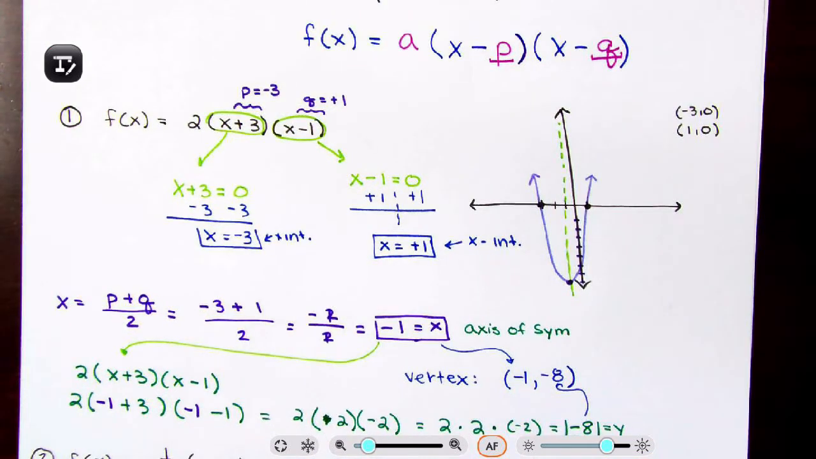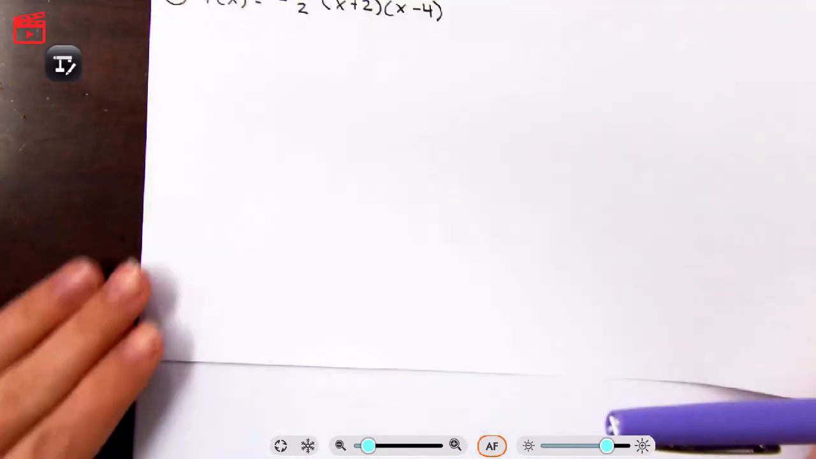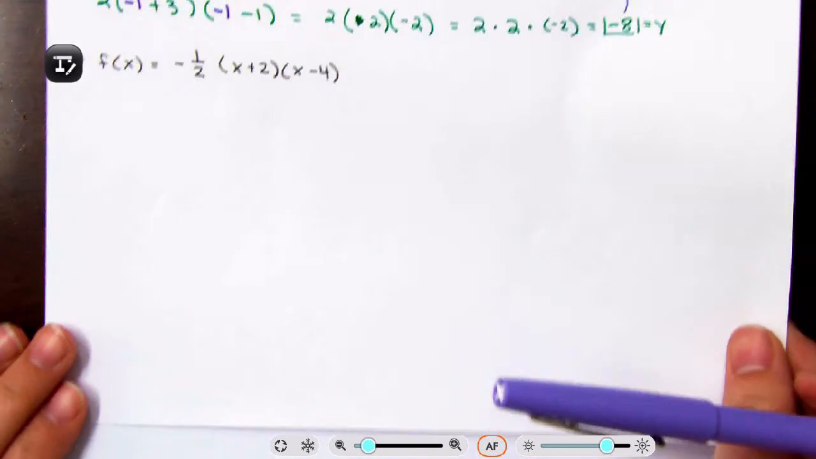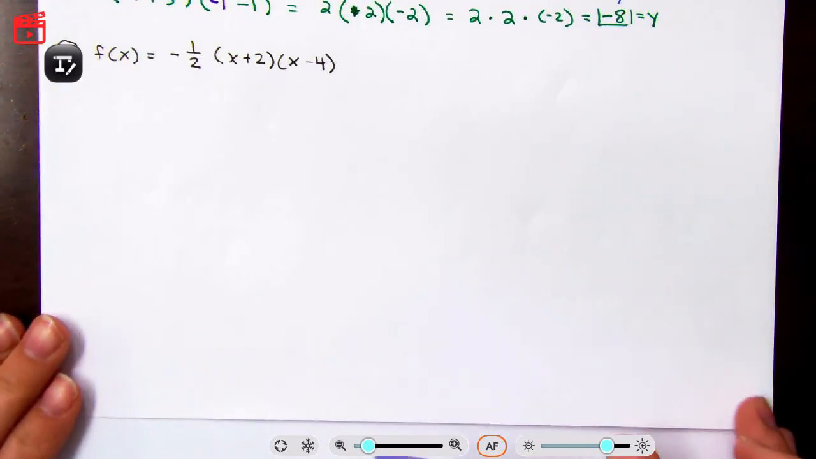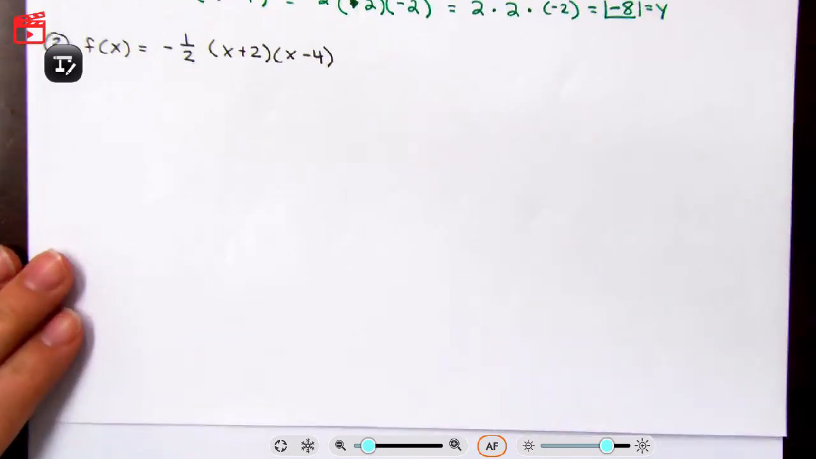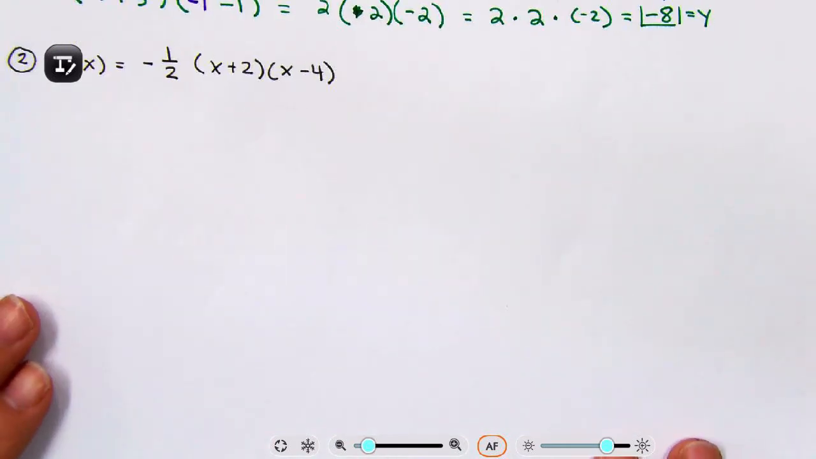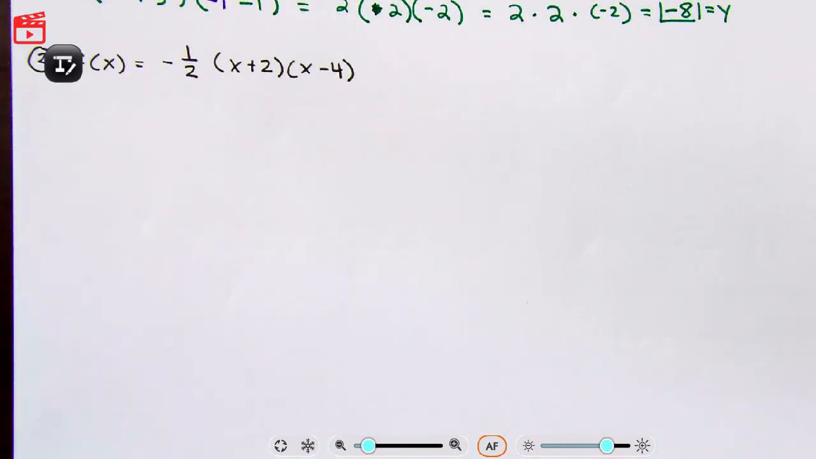Let's do that one more time with question number 2. I'm going to shift this page forward. All right, question number 2 is -1/2 times x plus 2 times x minus 4. Let me zoom in here just slightly so that way you guys can see a little bit better. And there it is. All right, step number 1 is to identify what your x-intercepts are.